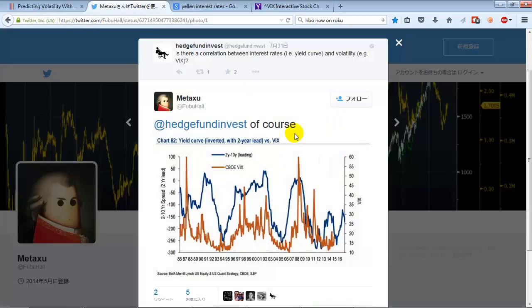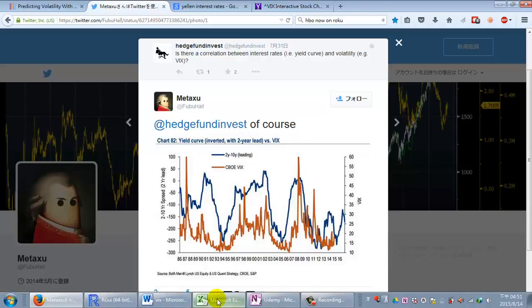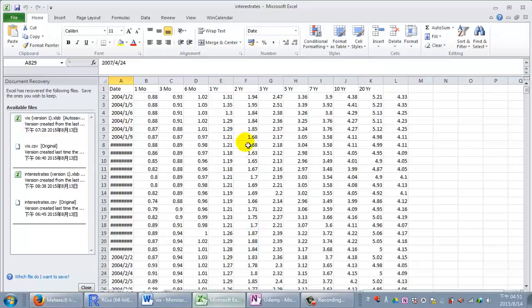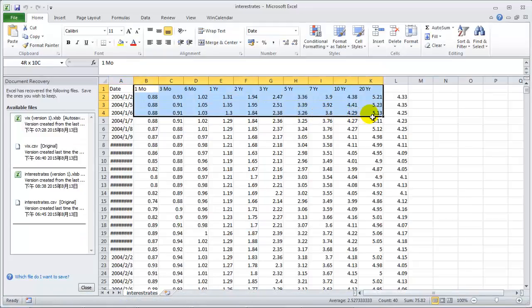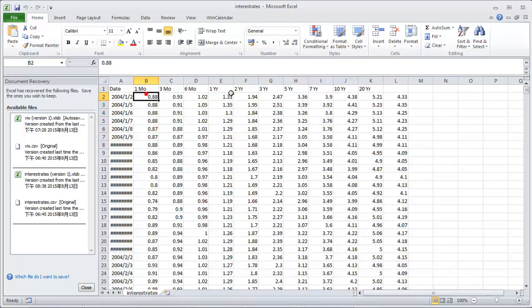Here's the second one where the guy says of course, and here's the chart. Here we're looking at the yield curve, which is the steepness of, I may as well show you some data. So here's some data. Here are the yields for each type of bond. And I calculated the yield curve for each of them, just the steepness of the curve, which is the difference when you graph that curve.